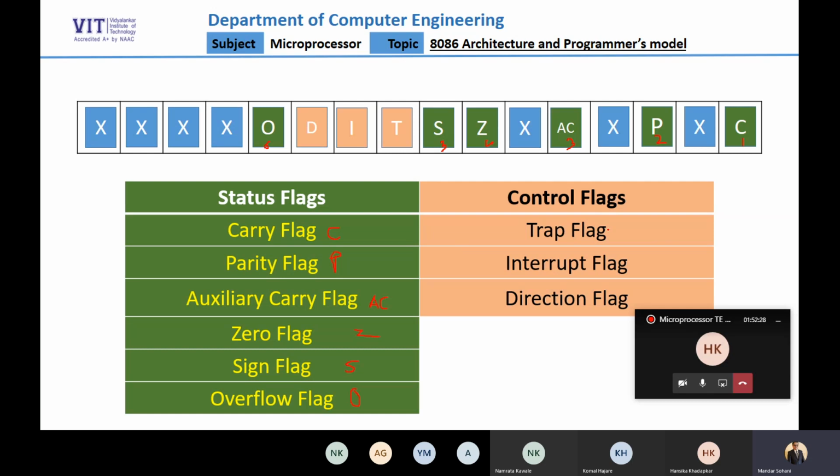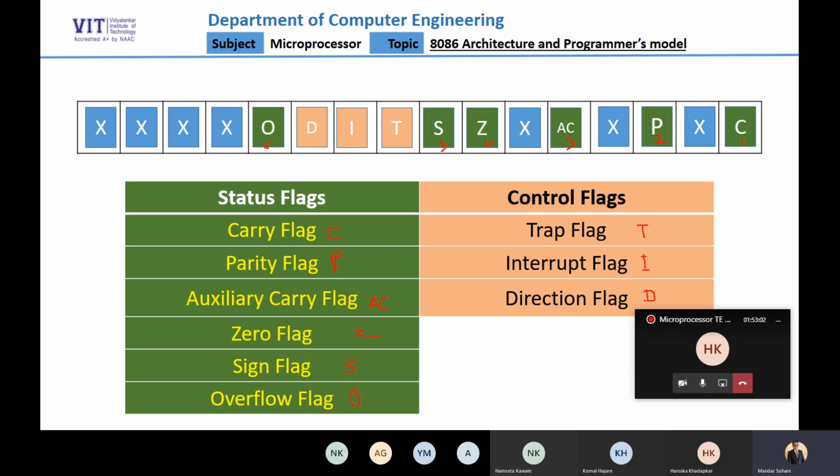These are called status flags, whereas trap flag, which I mentioned as T in the diagram, then interrupt flag, which I mentioned as I, and direction flag, which I mentioned as D in the diagram, these 3 are known as control flags. Now you need not give the list right now, because anyhow we are going to explain every flag individually, so that will cover the list. What is important here is you should know the difference between status flag and control flag.